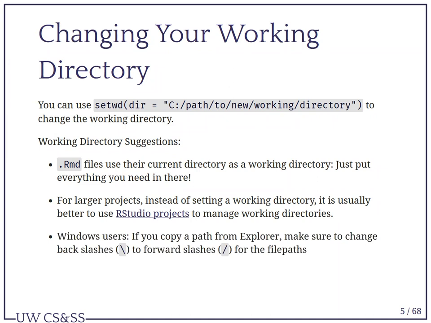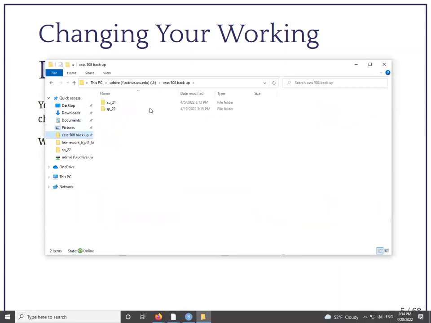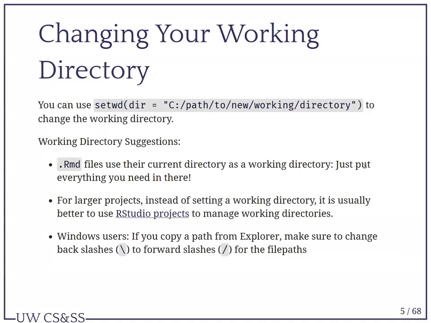And particularly for Windows users, if you copy a path from the File Explorer, make sure to change the backslashes to forward slashes for the file paths. I'm not quite sure why this is the case, that it goes the wrong direction, but R can't read it if you just do something like copy address as text. This is not going to be correct because of the slashes. So just keep that in mind.